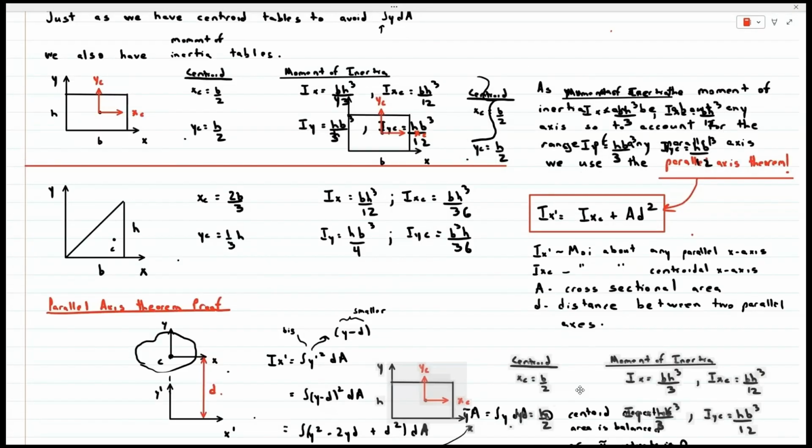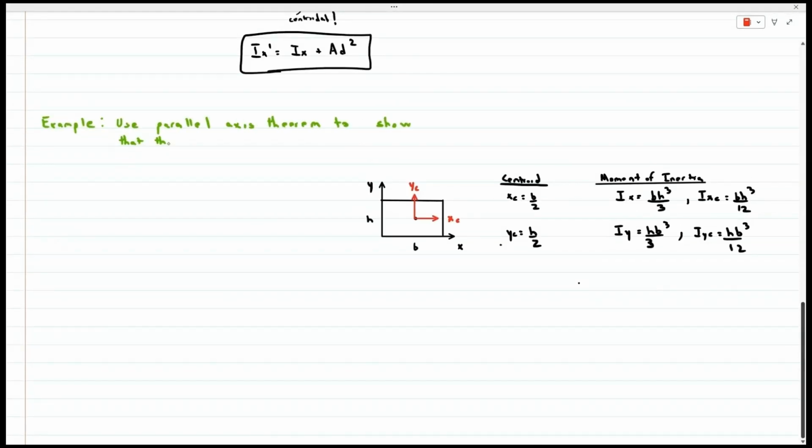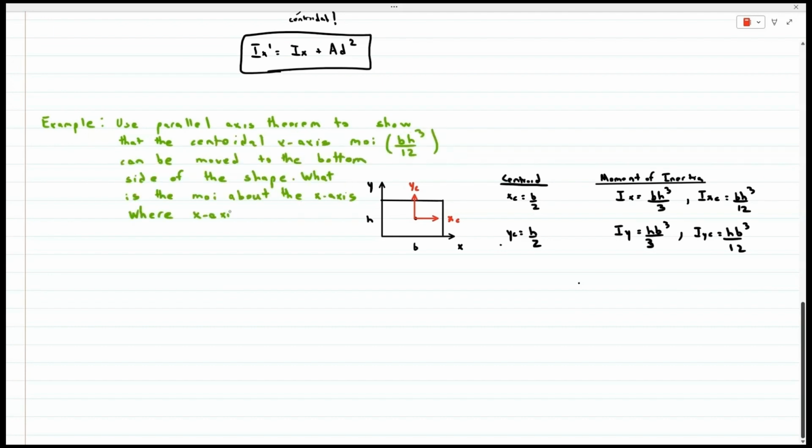Let's go ahead and do our first example, where we're going to calculate the moment of inertia about the x-axis, or the x prime axis, an arbitrary axis shown in the parallel axis theorem, knowing the moment of inertia about the centroidal axis for a rectangular shape. What we know is that for a rectangular shape, the moment of inertia about the centroidal axis is equal to bh cubed divided by 12.